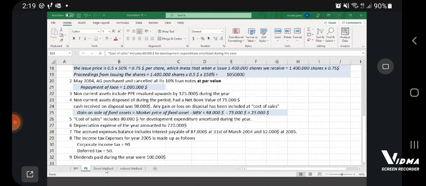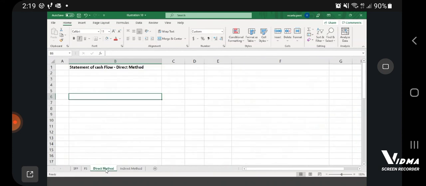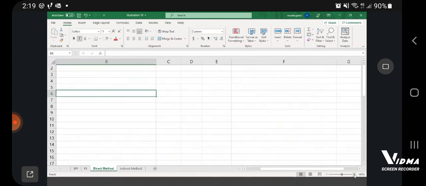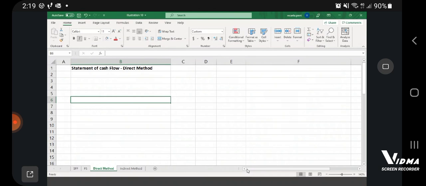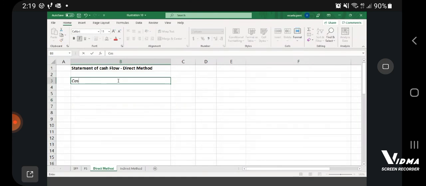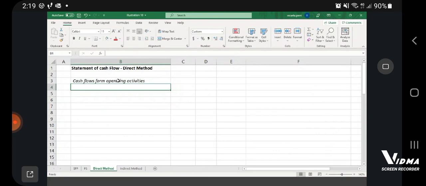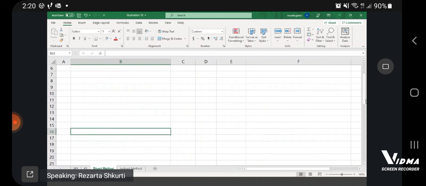I would start with the direct method. Now, the direct method is the easiest, if I could say that. Under the direct method, what we do is start with the items of the profit and loss income statement and convert them into actual cash outflows and cash inflows. So under the direct method for the statement of cash flows, I would start with cash flows from operating activities. This is the first section of the cash flow statement. You can leave many rows blank because this is a very long section.